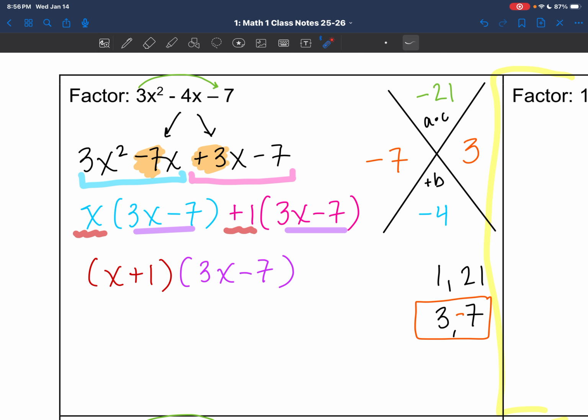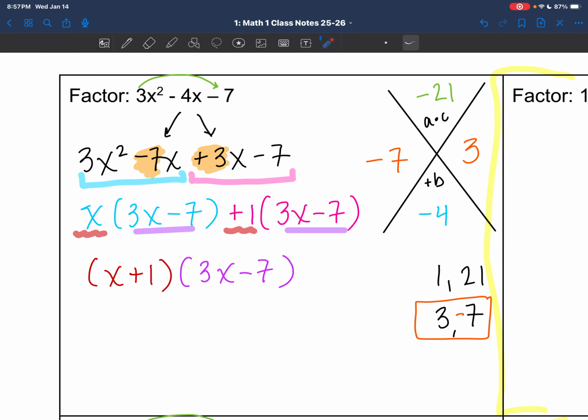So the greatest common factor in this one is x. So I'm dividing each term by x, and I'm going to get 3x minus 7. And then for this, we don't have anything, so there's no GCF, so you're going to divide each term by 1, because remember, there's no GCF, do +1, and then you're going to get 3x minus 7.